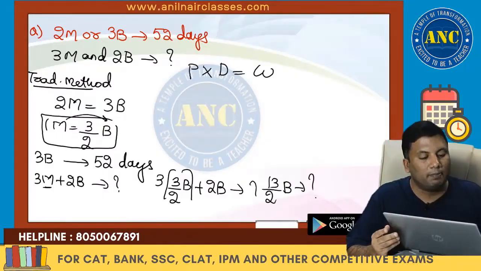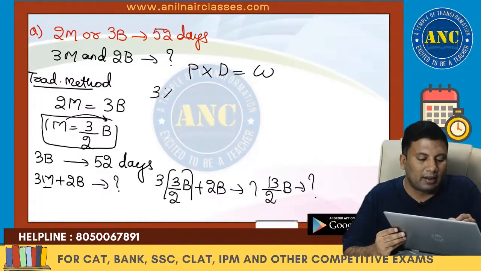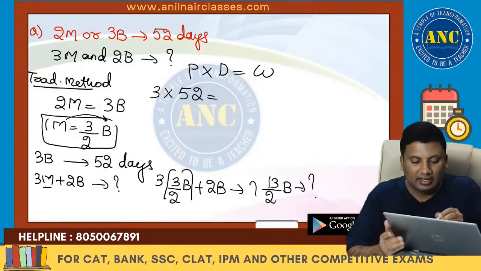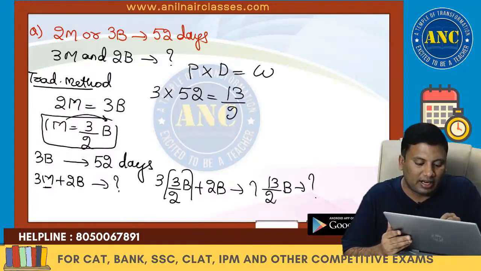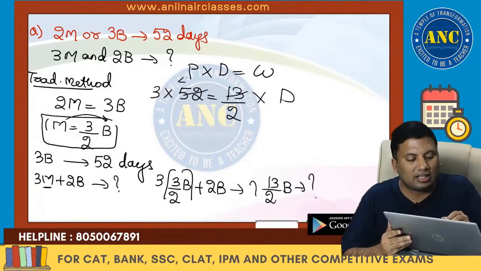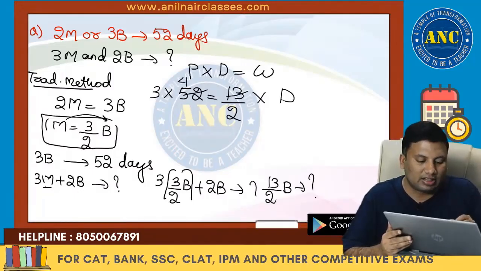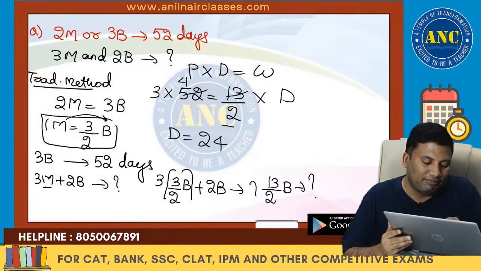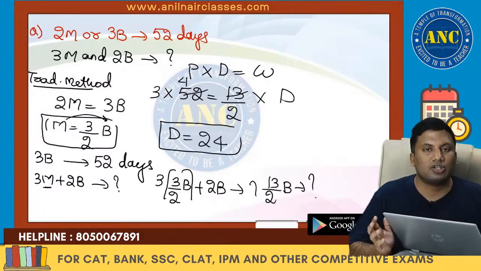So I took B. 3 boys can complete a work in 52 days. The same work, 13 by 2 of the work, boys are doing in how many days? 13 ones are 13, 4 threes are 12, 12 twos are 24. Days is nothing but 24.